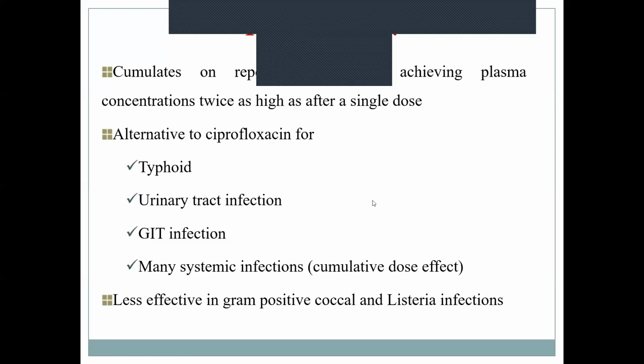It is less effective in gram-positive coccal and Listeria infections.